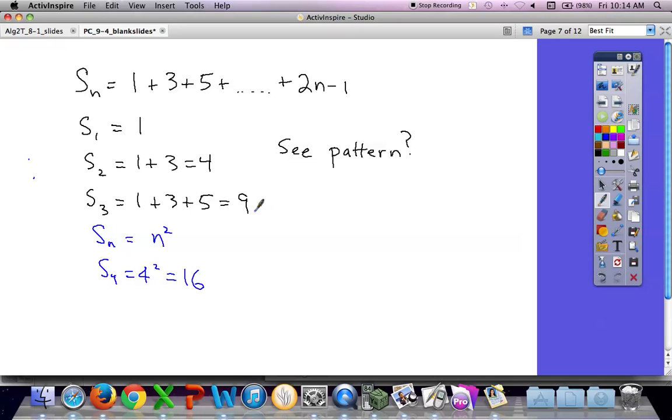So how do we know that this formula will work for all n? What if I plug in 1,000,000 and it doesn't work? So that's why we need a method like this to help us show that formulas are true.